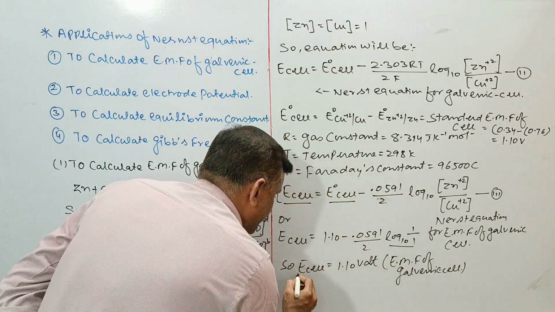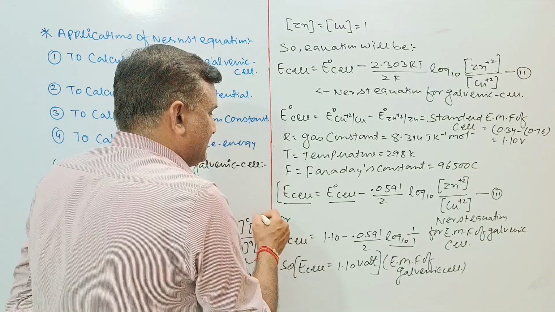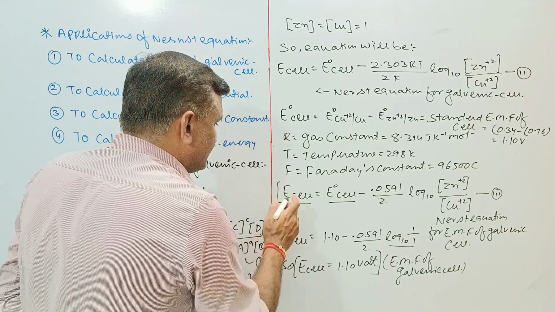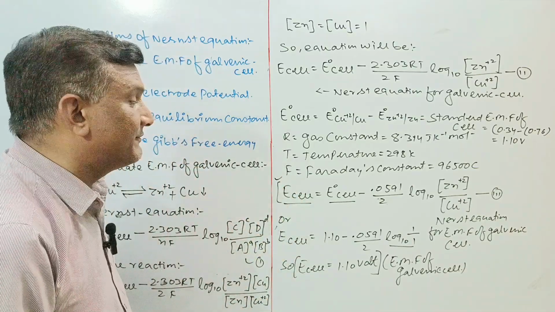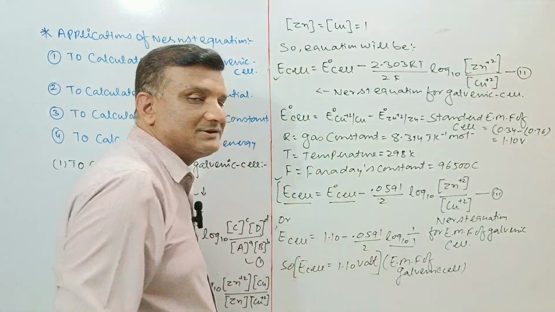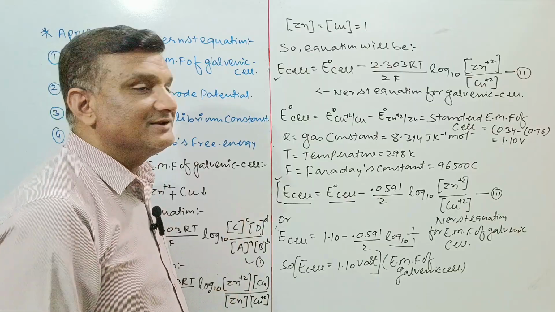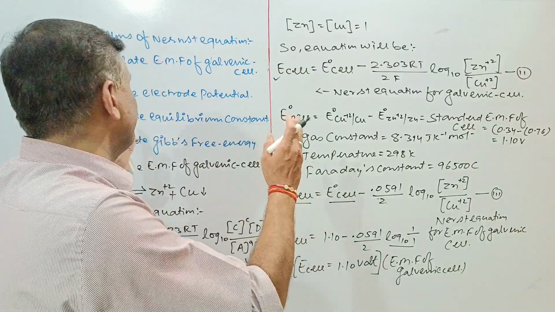This was the particular value, and these are the two equations for calculation of the EMF of the galvanic cell for numericals, and this is the general way of the Nernst equation for the galvanic cell. This was about the first application.